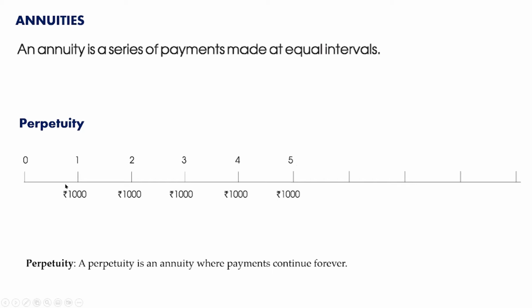Now before seeing what is present value of perpetuity, we will see what are annuities and what is perpetuity. Annuities, we are familiar with this term from class 11. An annuity is a series of payments that are made at regular intervals for a certain period of time. Whereas a perpetuity is an annuity where the payments continue forever, till infinity. So this is known as perpetuity.